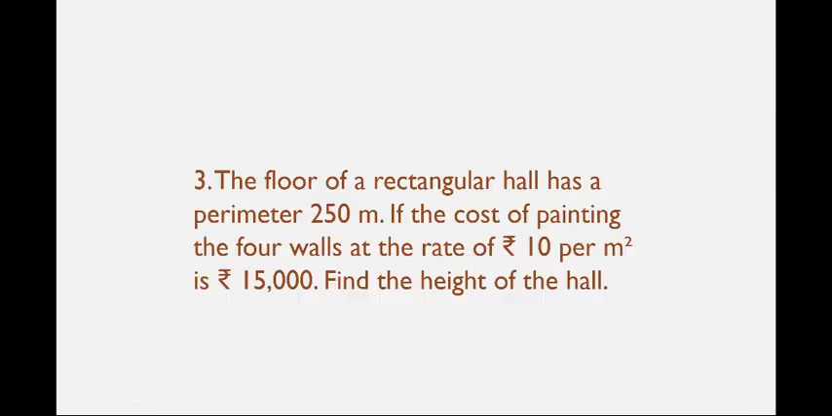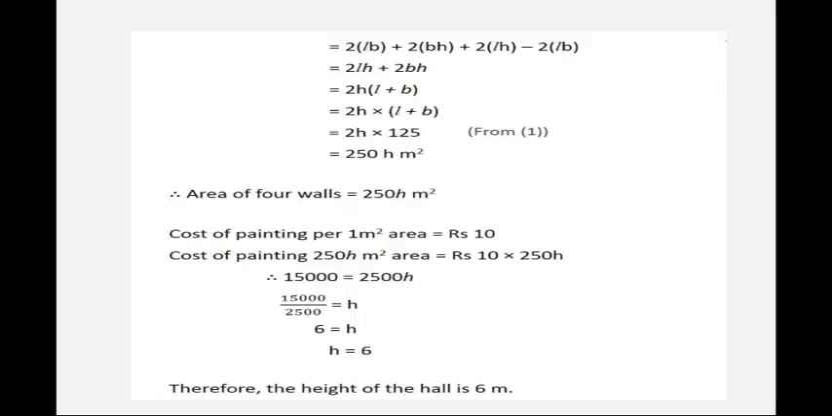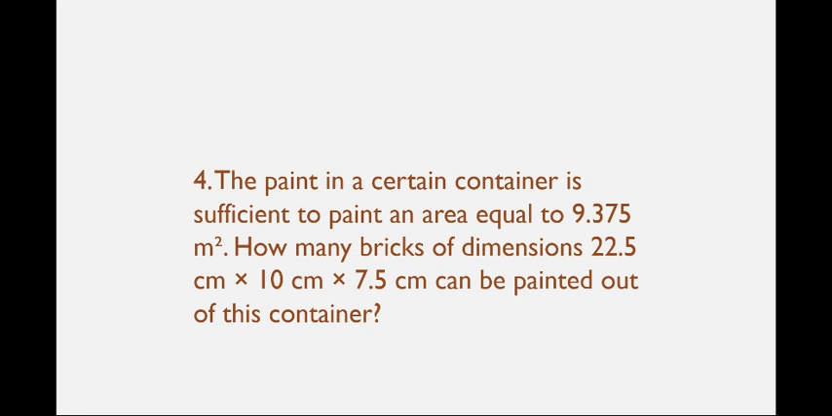Look at here. It is rupees 15,000. So just equate that equation, and if you solve it, the value of H will be 15,000 by 2500. The value of H will be 6. Therefore, the height of the hall is 6 meter. In this way, you have to solve this question.